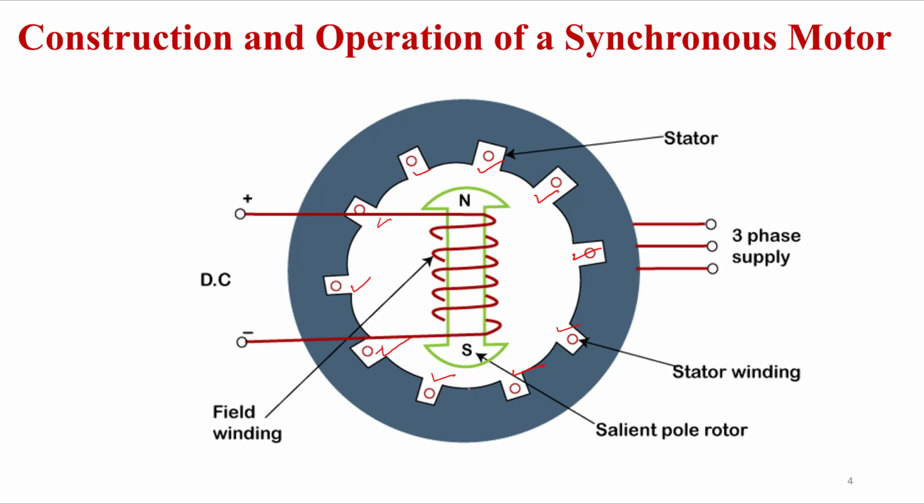It can produce 6 poles per phase, right? It depends upon the design. But 2 poles is the minimum, where each phase produces 2 poles. 2 poles means one north pole, one south pole. It is the minimum requirement, right?